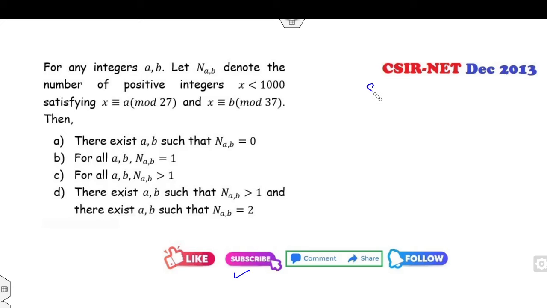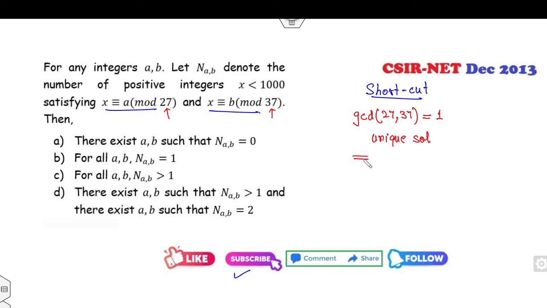Now, what is the shortcut tip? Now they are talking about congruence. What is the shortcut tip? As I told you, always find the GCD of this. What is the GCD of 27, 37? 1. Fine. So this equation has a unique solution.